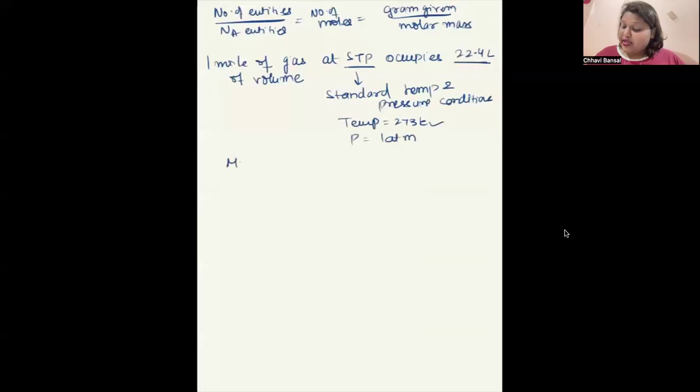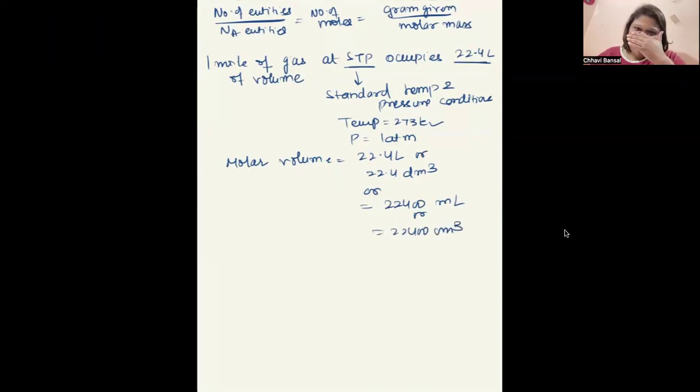Okay. So can I call it as molar volume? Molar volume means volume occupied by 1 mole of gas at STP is 22.4 liters or 22.4 decimeter cube, right? Or if I change the unit, I can write 22400 ml or 22400 centimeter cube, right? So there's another way of now calculating the number of moles, volume given by molar volume, right?